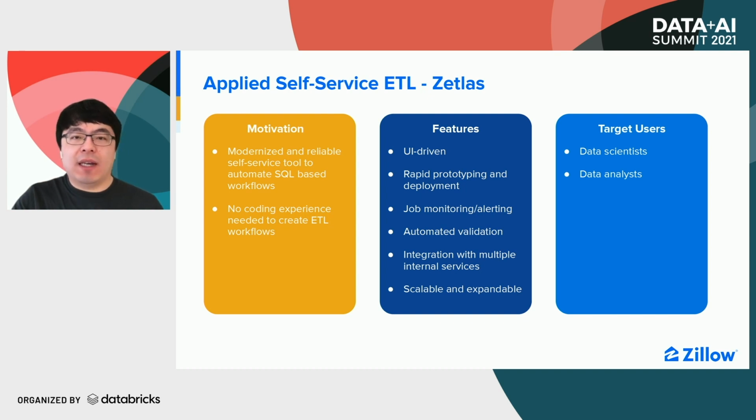Besides that, Zetless has a job validation service which can catch most of the errors before a job can be successfully submitted. In addition, Zetless is integrated with multiple internal services like Data Portal, Zodiac Team Ownership, Luminar Data Contract Platform, and so on. Finally, Zetless is scalable and expandable. We are continuously adding new task types to Zetless to expand its functionality. In the next slides, let's watch a video to see how Zetless UI works by creating a new job.